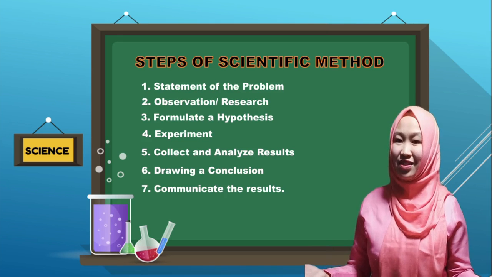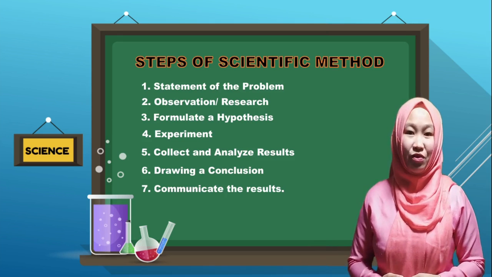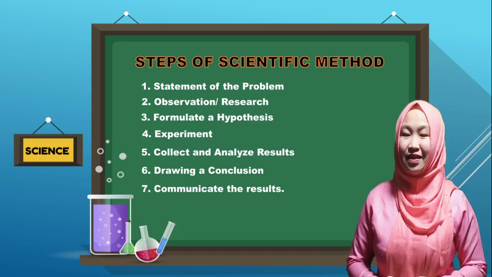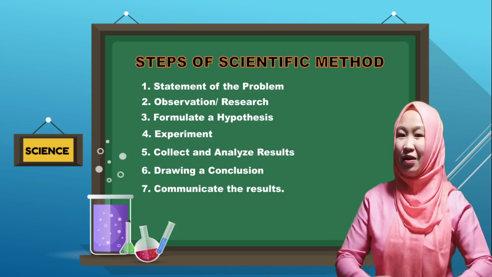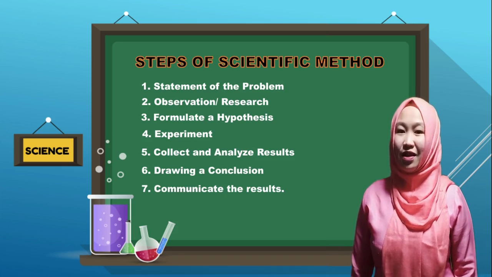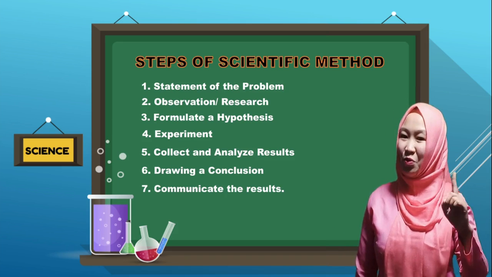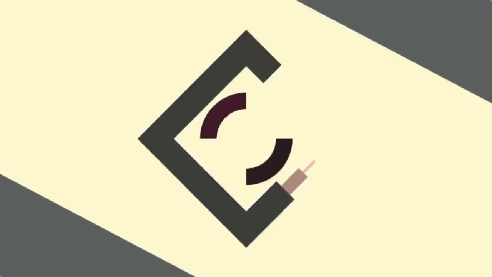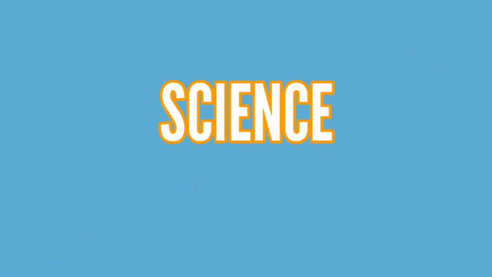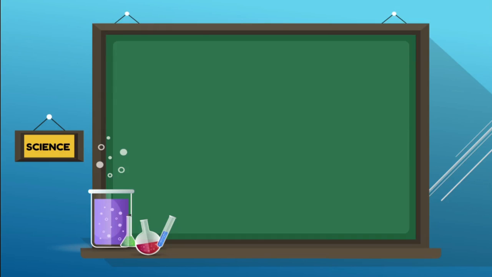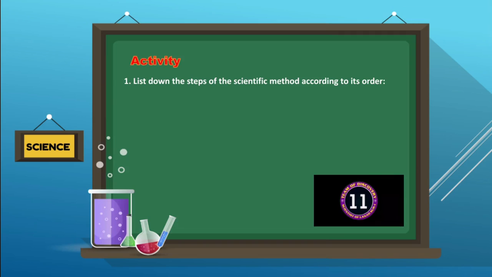And now, young scientists, are you ready to perform an activity? Very good. Now, if you are ready, let us answer activity number 1. Hello, learners! In this activity number 1, you are going to list down the steps of the scientific method according to its order. You are given 10 seconds to answer the given problem. Your time starts now.